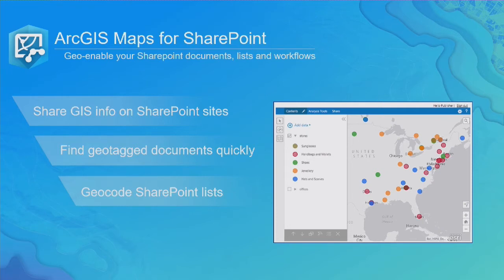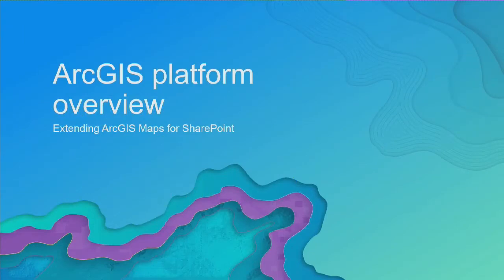We have a web part that allows you to put a map on a site page and display your GIS information. Coming soon, you're going to be able to find your geotag documents very quickly. We know how much of a pain it is sometimes to find documents inside SharePoint, so we're trying to give you another tool to be able to do that better. And finally, with your SharePoint lists, we have a workflow that allows you to geocode those lists. So you can actually geocode the lists and then show them on that web part that we allow you to put inside your pages. So those are the main things that ArcGIS Maps for SharePoint does.